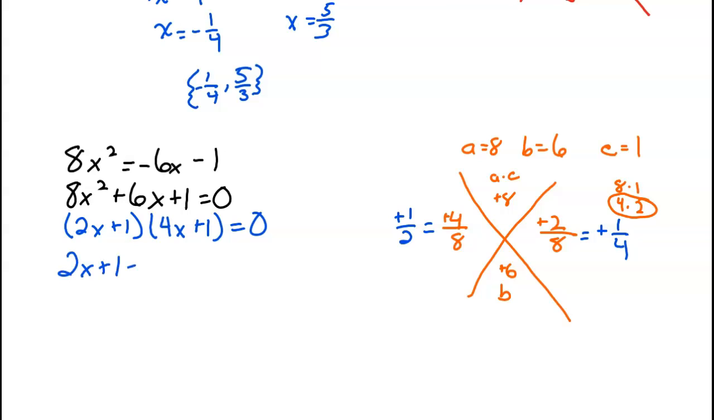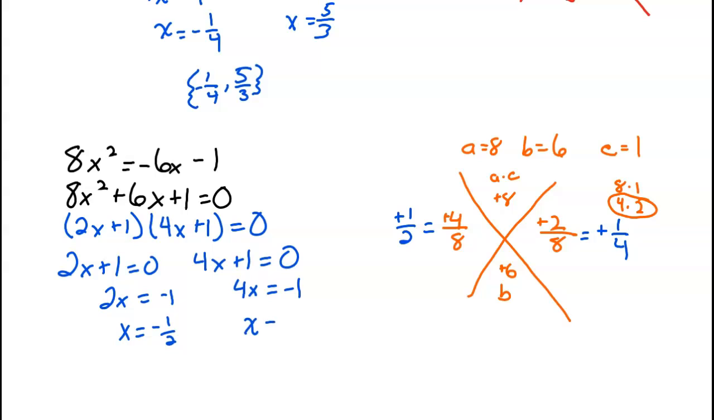Set each factor equal to 0, and then solve. So I get 2x equals a negative 1, so x equals a negative 1/2. 4x equals negative 1, x equals a negative 1/4. Your solution set is a negative 1/4, negative 1/2. So continue working on your zero product property.